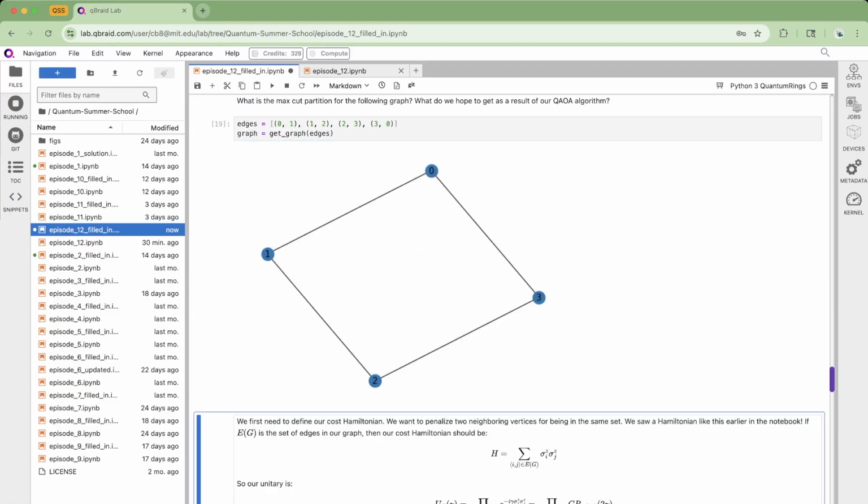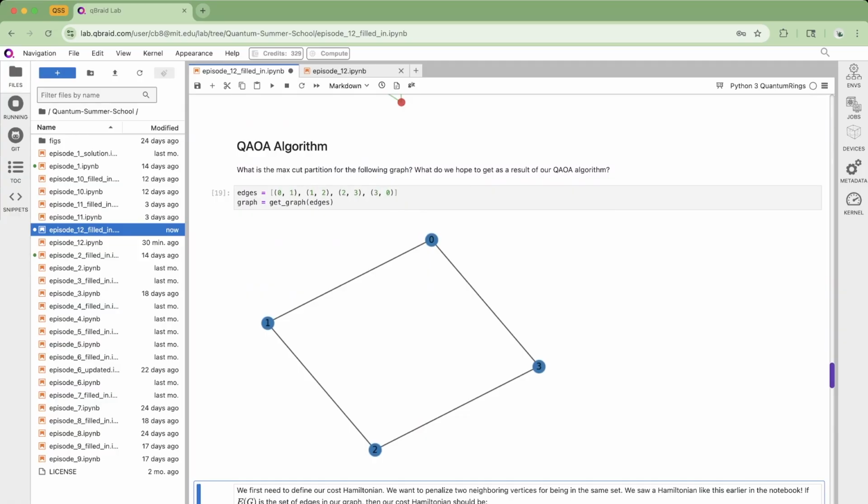Okay, so here's the graph we're going to work with. What is the max cut partition for the following graph? What should we hope to get as a result of our algorithm? And they should be bit strings. So we can actually cut all 4 edges if we pick opposite corners to be in the same set. So if we select 0 and 2 and don't select 1 and 3, then we cut all the edges, which is the maximum. So we either want the bit string 1010 or 0101.